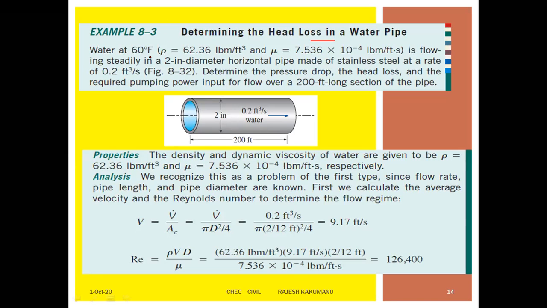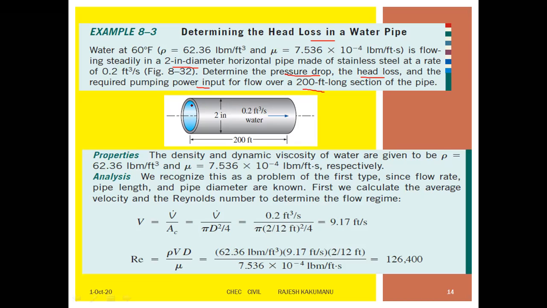The water at 60 Fahrenheit, the density value is 62.36, mu is equal to 7.536, is flowing steadily in a 2-inch diameter horizontal pipe made of stainless steel. So the material is given as stainless steel and the diameter is 2 inches at the flow rate of 0.2 feet cube per second. Determine the pressure drop, head loss, and the required pumping power input for the flow over a 200 feet long section of the pipe. Okay.